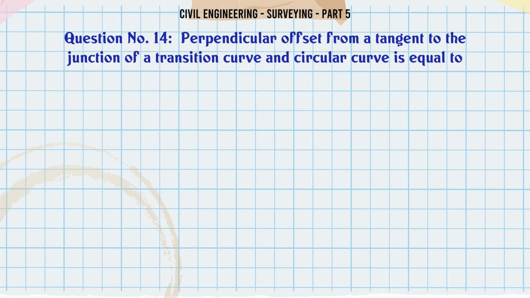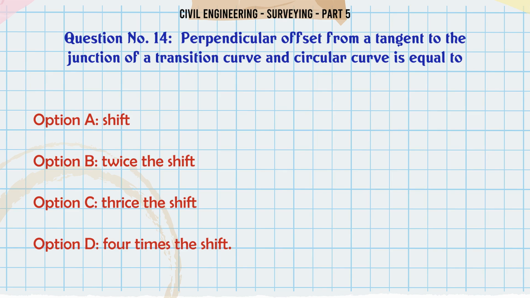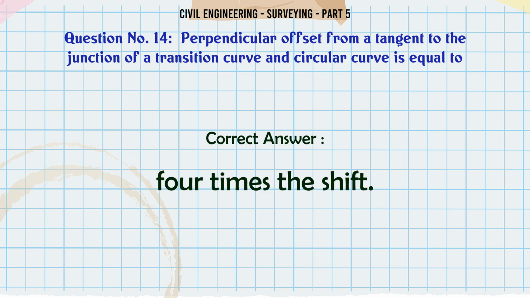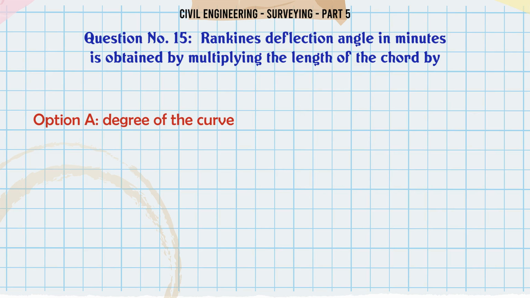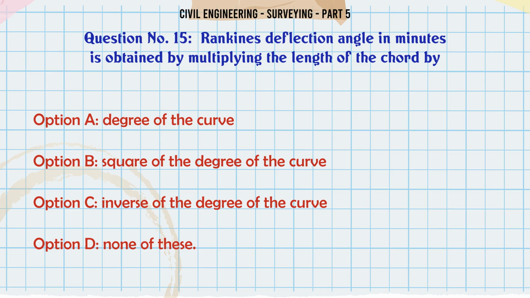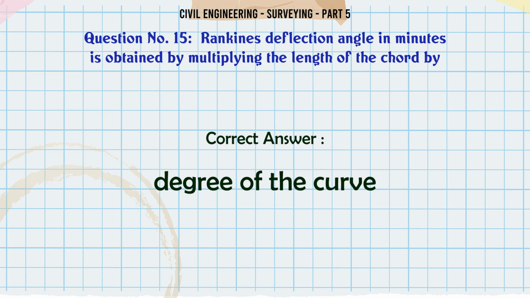Perpendicular offset from a tangent to the junction of a transition curve and circular curve is equal to: A. Shift, B. Twice the shift, C. Thrice the shift, D. 4 times the shift. The correct answer is 4 times the shift. Rankine's deflection angle in minutes is obtained by multiplying the length of the chord by: A. Degree of the curve, B. Square of the degree of the curve, C. Inverse of the degree of the curve, D. None of these. The correct answer is degree of the curve.